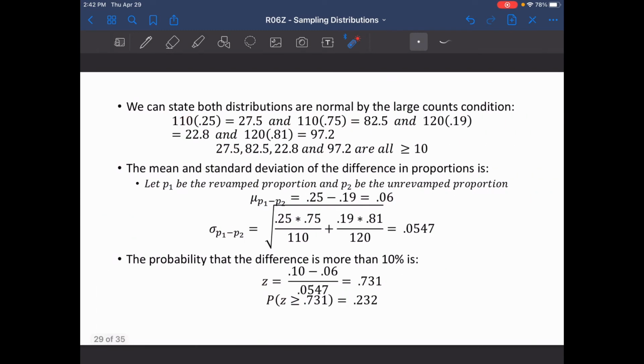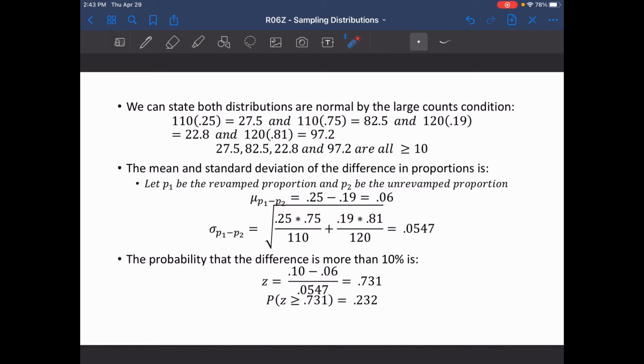0.25, so 110 times 0.25, which is his proportion for success, which is 27.5, and 110 times 0.75, which is his proportion for failure. Both of those are greater than 10. Our second, unrevamped restaurant sample size is 120 times its proportion for success at 0.19 and 120 times 0.81. Both of those numbers are greater than 10 as well, so you have to make sure that you show work and check for all 10 numbers in order to prove that this is a normal sampling distribution.